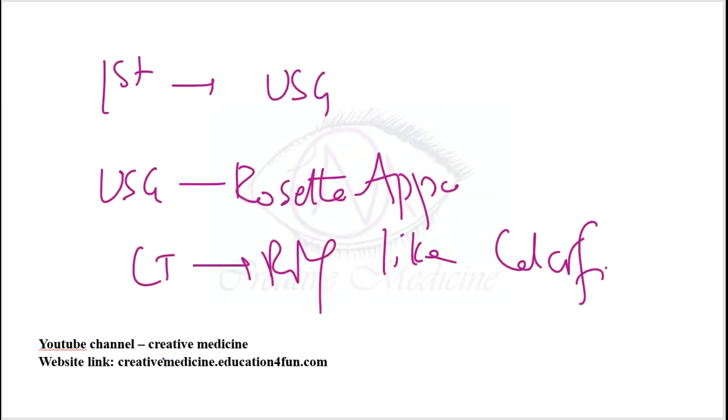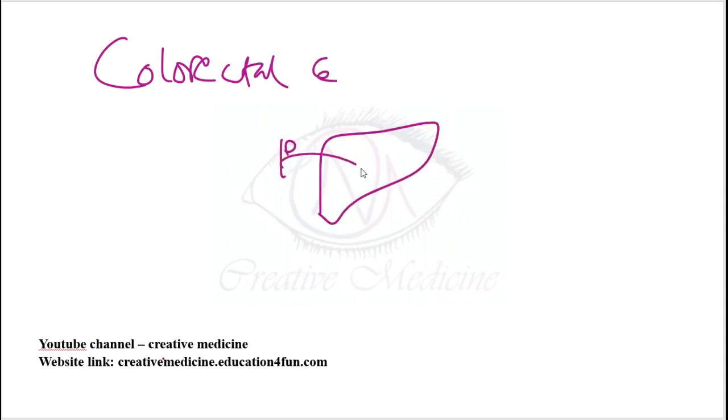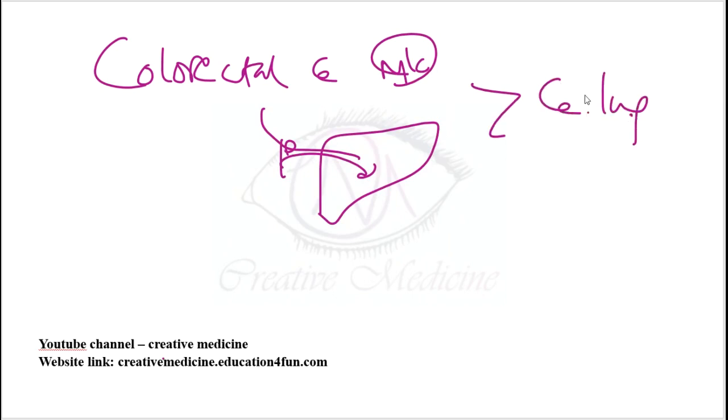The most common primary for liver metastasis is colorectal carcinoma. That is, colorectal carcinoma sends its metastasis most commonly to the liver, followed by carcinoma of the lung, which also sends metastasis to the liver.